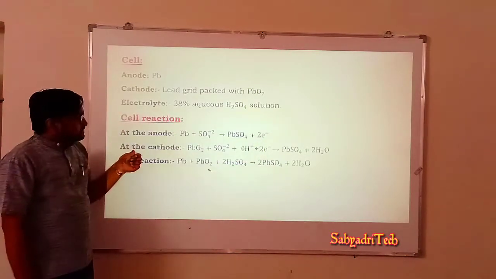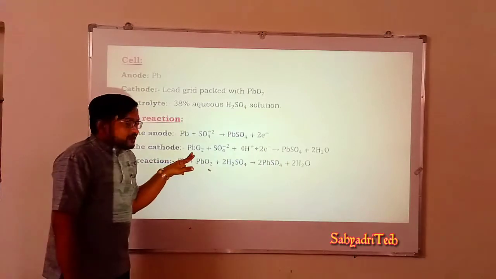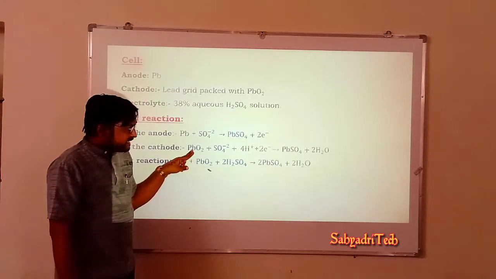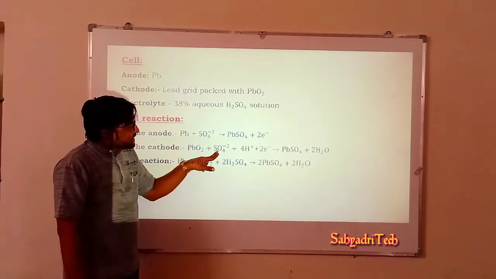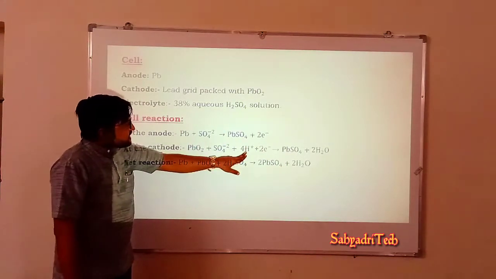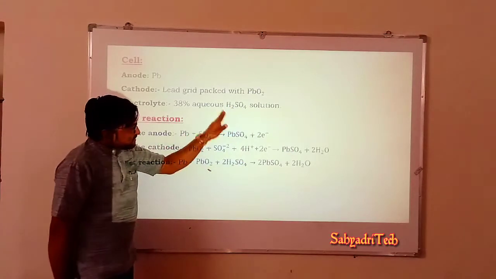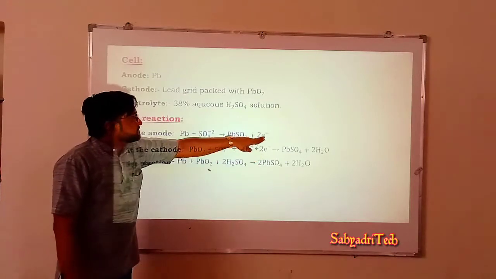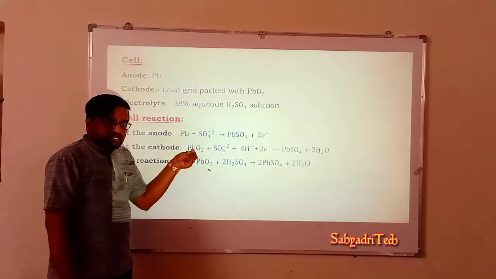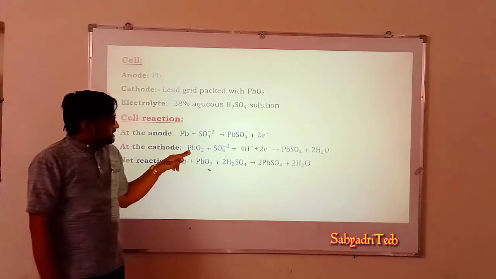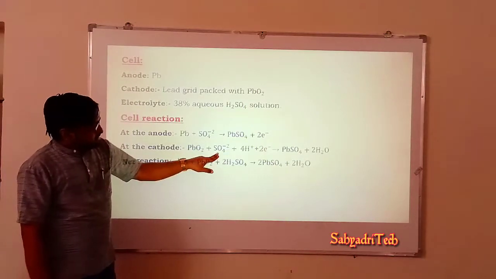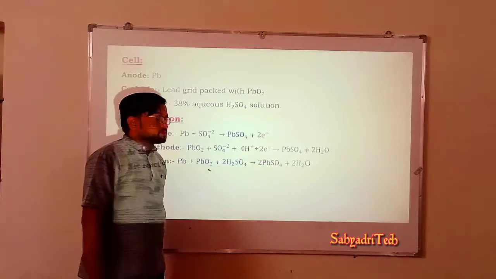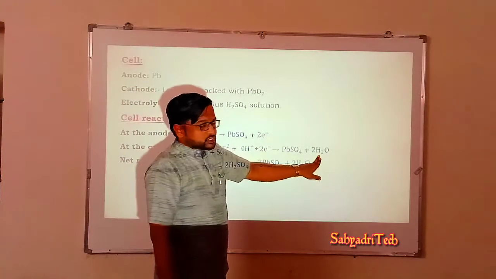Well, at cathode, what happens? Lead dioxide, PbO2, combines with sulfate ions as well as H plus ions of the solution, that is the electrolyte, and they also combine with the electrons. Whatever electrons are liberated at anode, they are consumed at the cathode. So what is the reaction here? PbO2 plus SO4 2 minus plus 4H plus plus 2 electrons gives rise to lead sulfate and 2H2O.